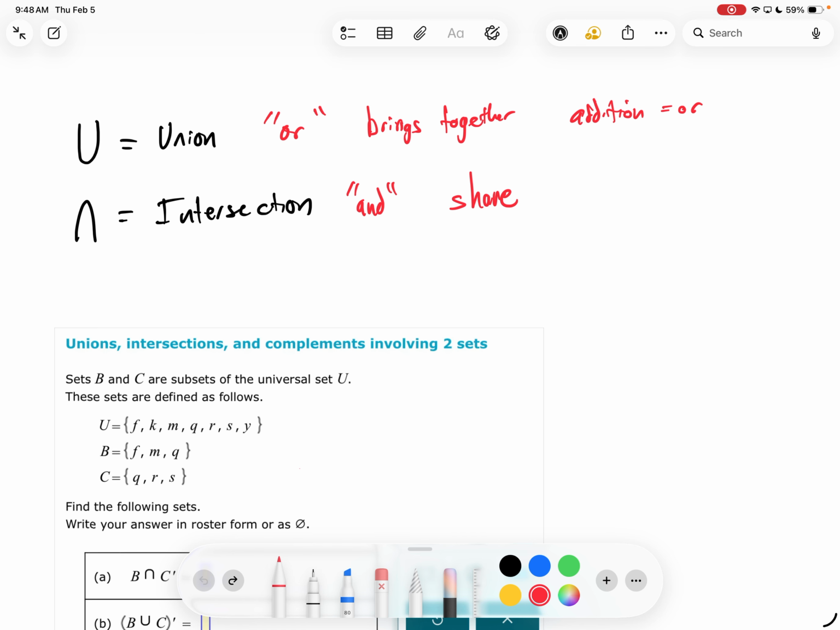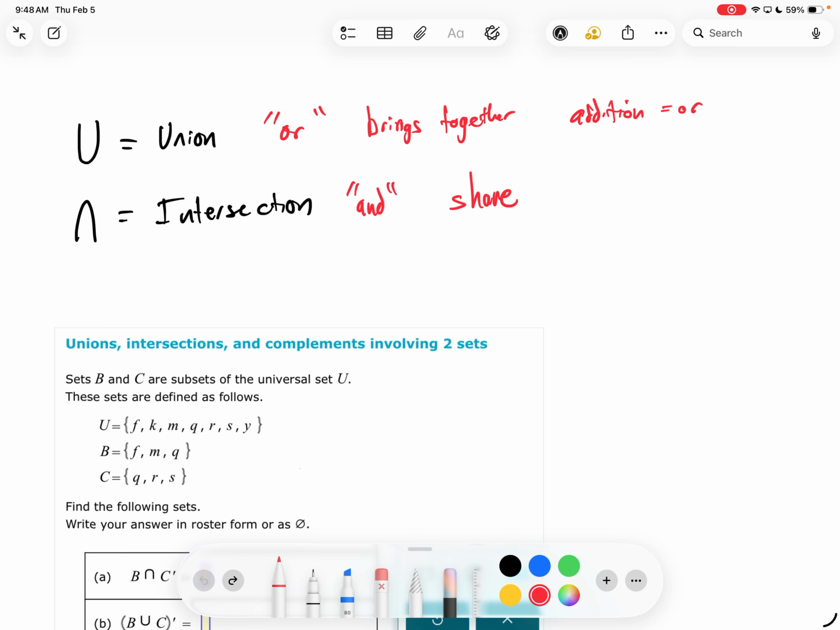That's why. The union is a U symbol. Don't get this confused with universal. The universal is just like the letter U. The union symbol's a little wider. The union and intersection. Union, they use the word or, okay?